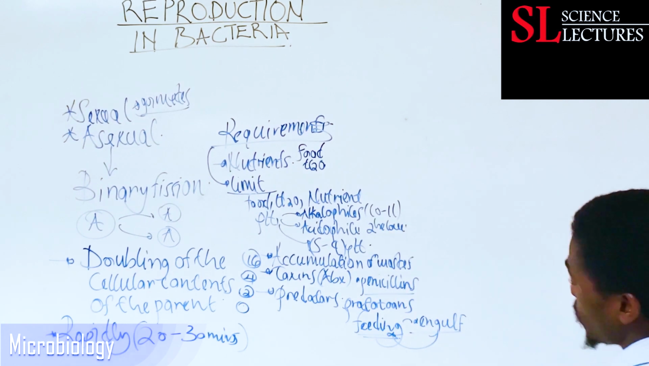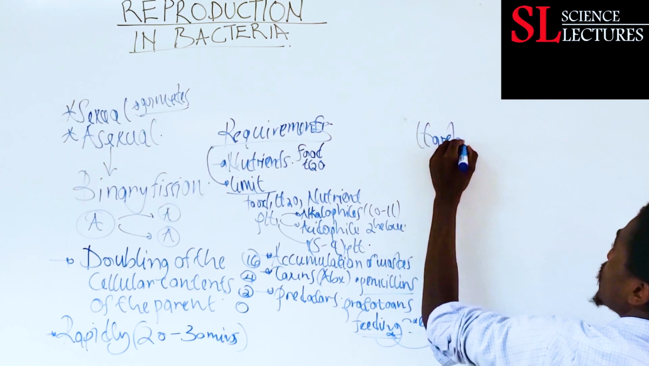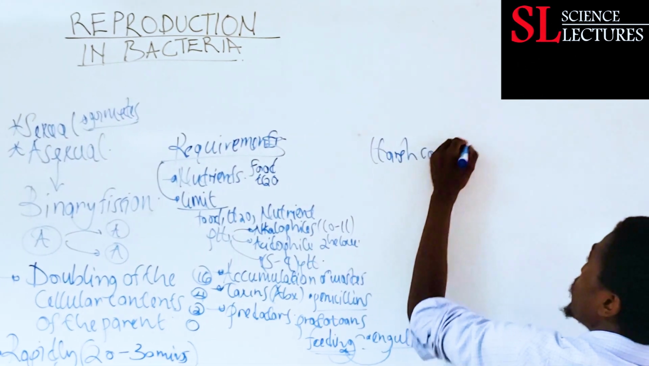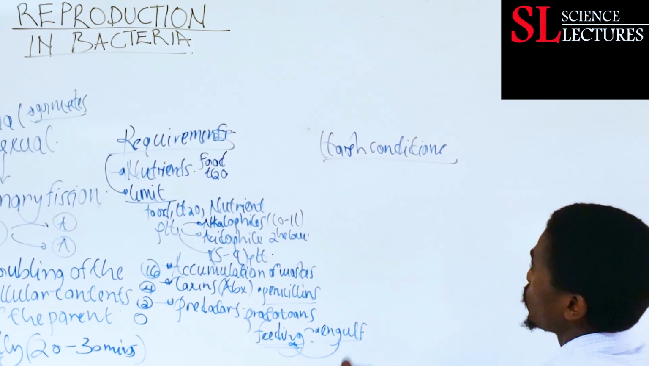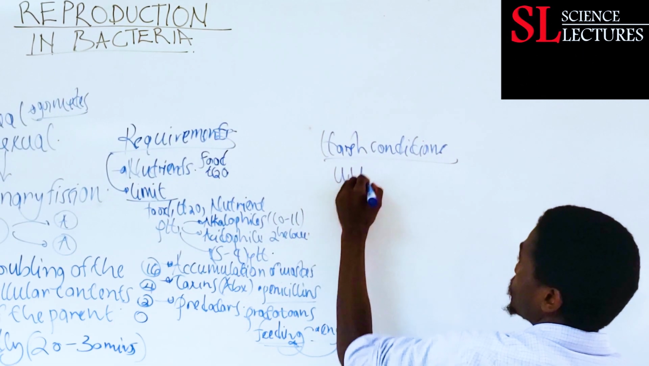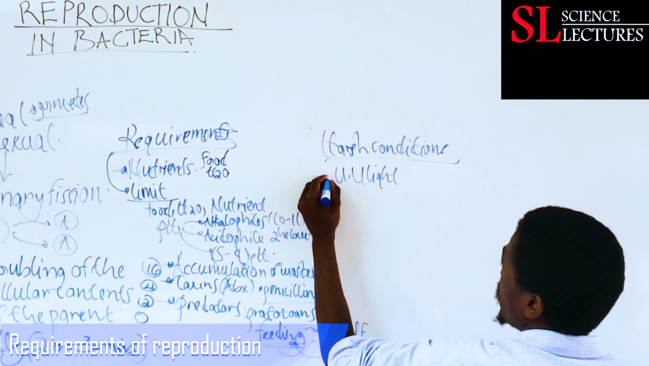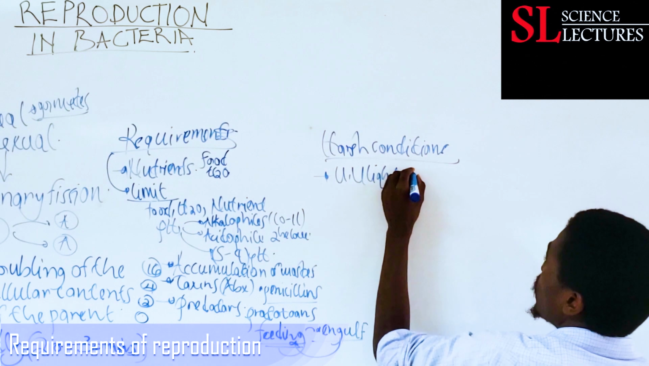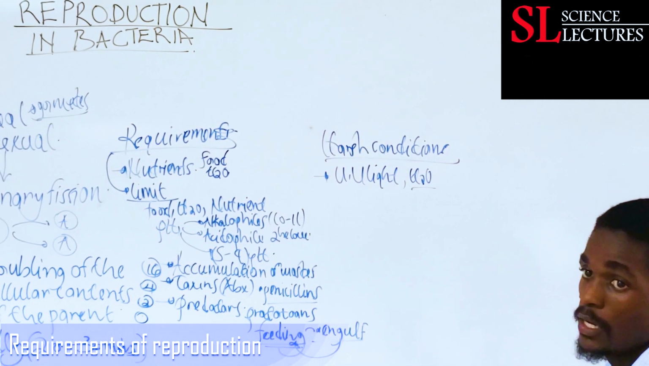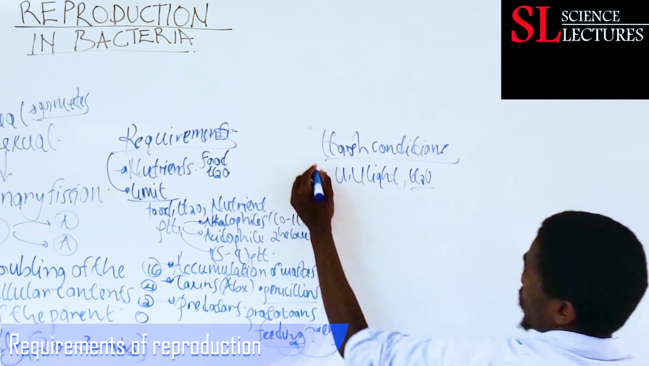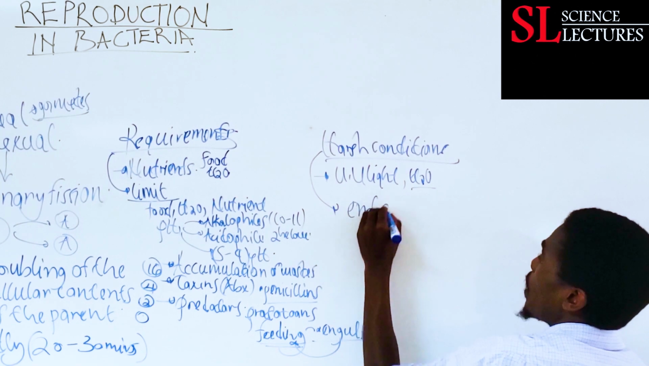However, if bacteria face harsh conditions, what are some of these harsh conditions? Like an increase in UV light, high UV light radiation, and environments that have limited water. Under the influence of such harsh conditions, these bacteria will develop what we call endospores.